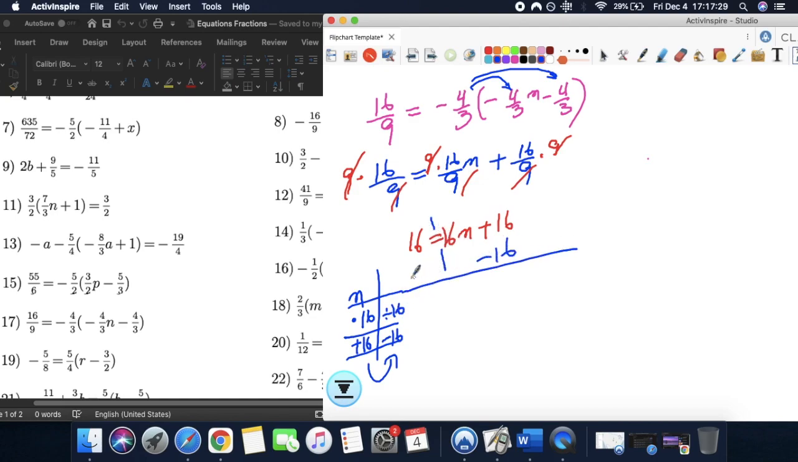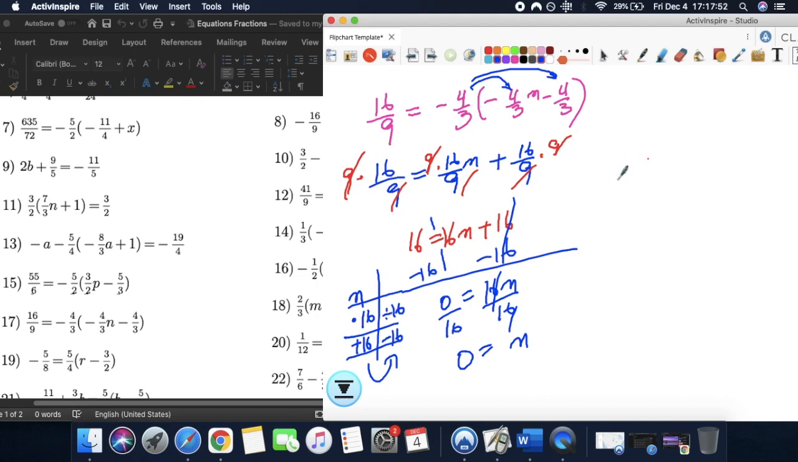Minus 16, minus 16. These two go away. 16n equals, and 16 minus 16 is 0. That's okay. Divide both sides by 16, and n equals 0. 0 divided by a number is 0. So, wow, I love these because when it's 0, our substitution is going to be super, super easy.